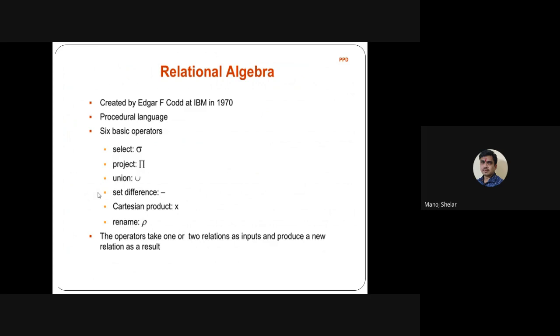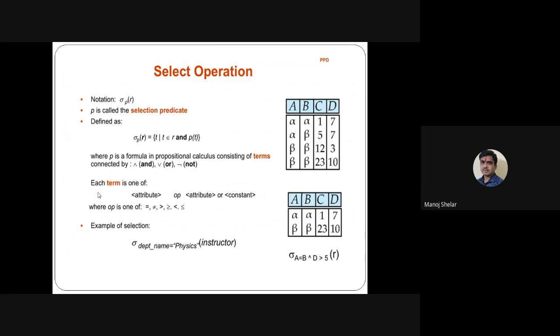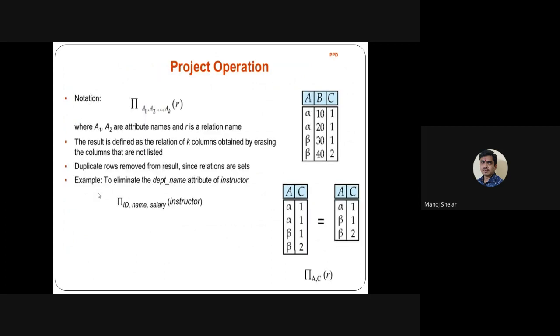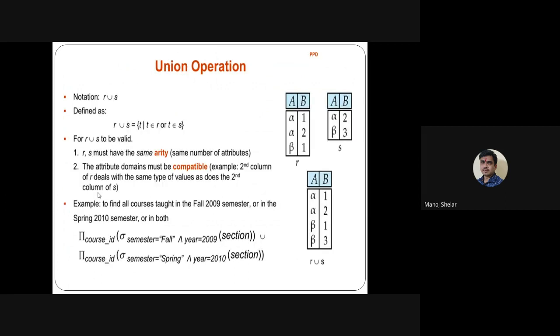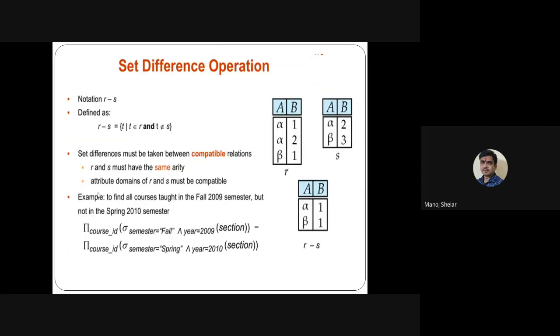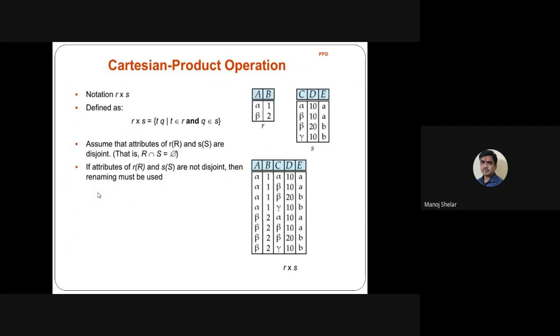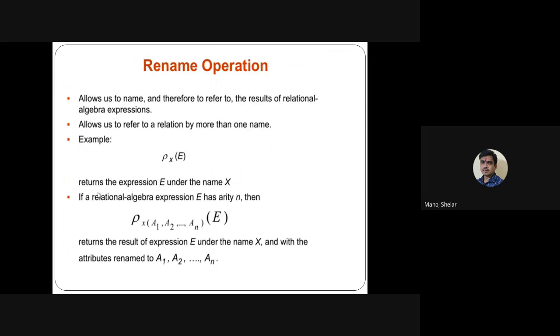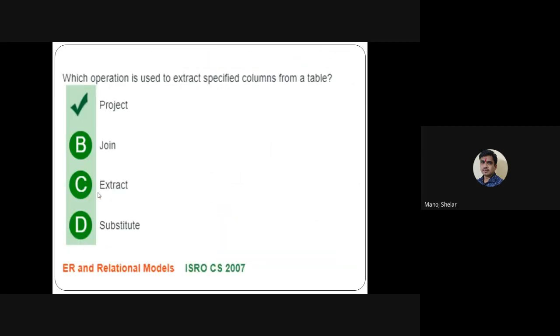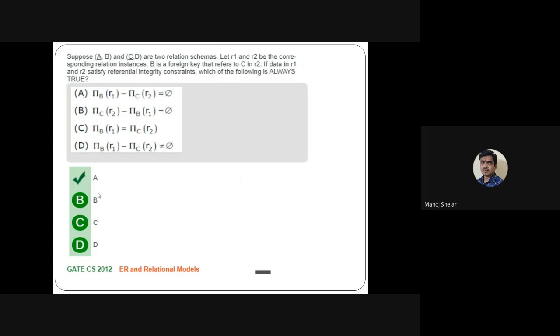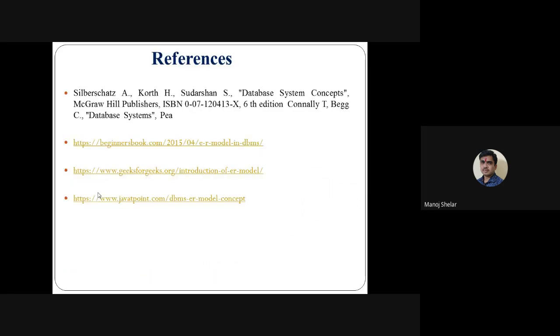product for the cross notation, and rename notation. Example of the select operation, then project operation example, then union operation example, set difference operation example, then set intersection operation example, Cartesian product operation, rename operation, division operation. Okay, then some questions here, discuss only 2 to 3 questions because we are short on time. These are GATE exam questions.